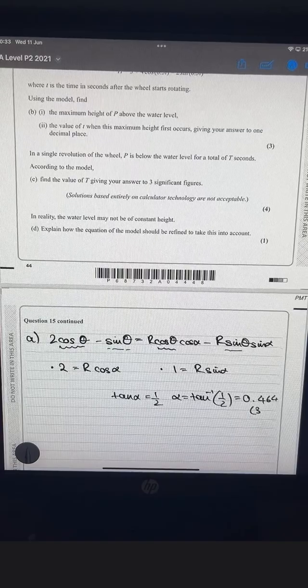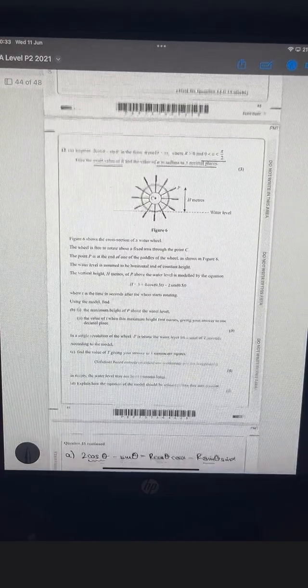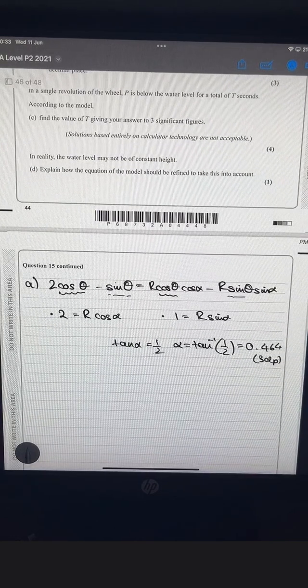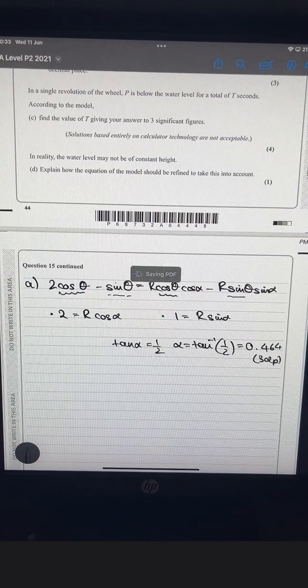They asked for 3 d.p.? Yep, all right? So that is my alpha value done. Now, I could sub in this alpha here and find what r is, but when I did that, it didn't give me an exact answer, and that was kind of annoying. So how am I going to get an exact answer? Because that's what the question tells me.